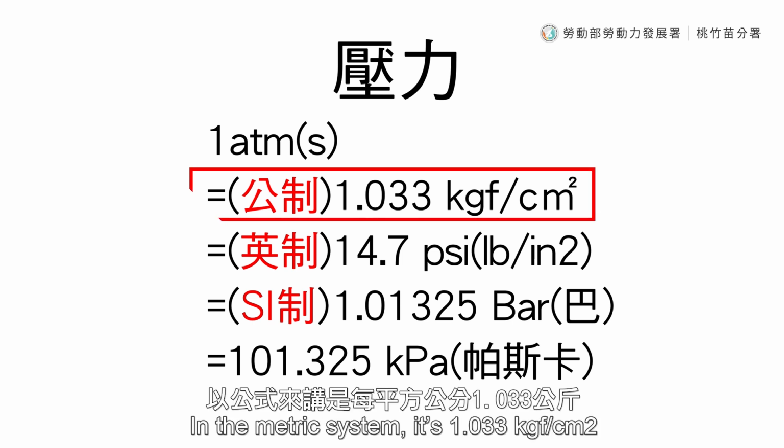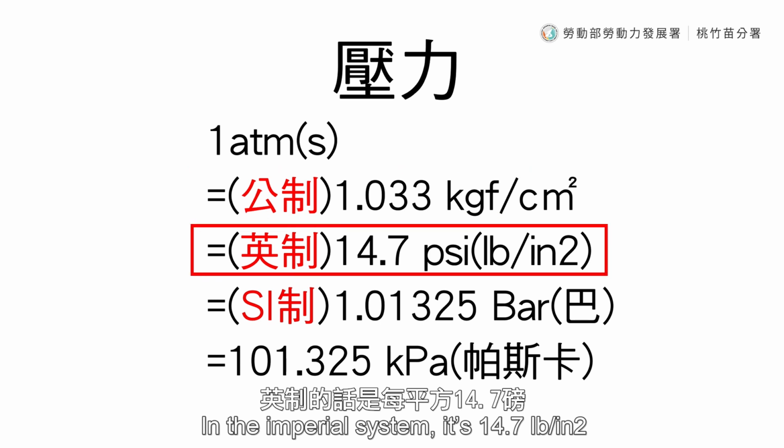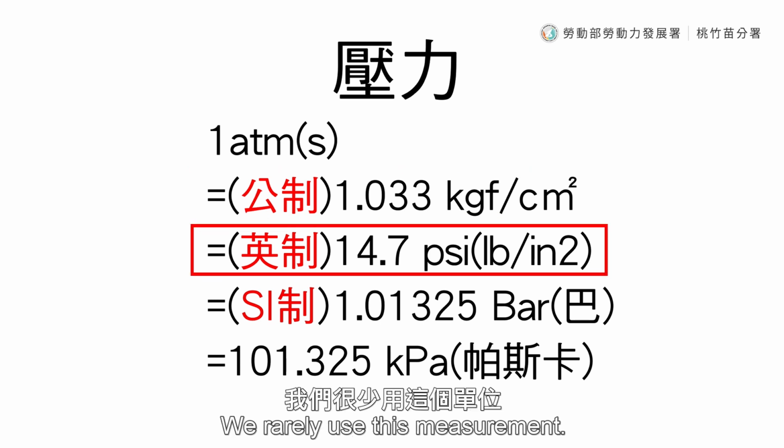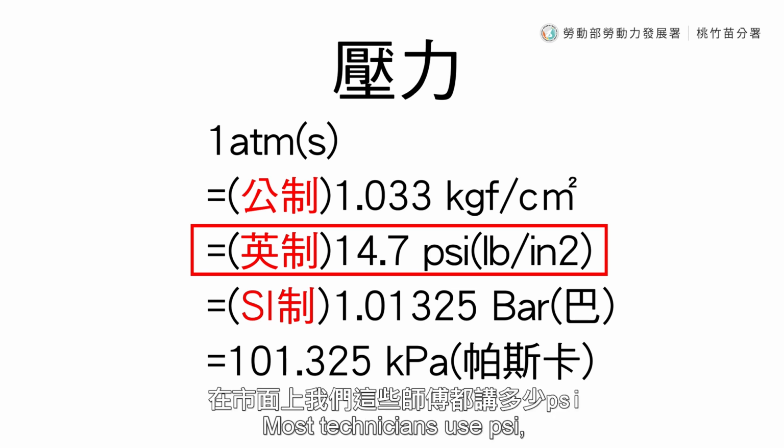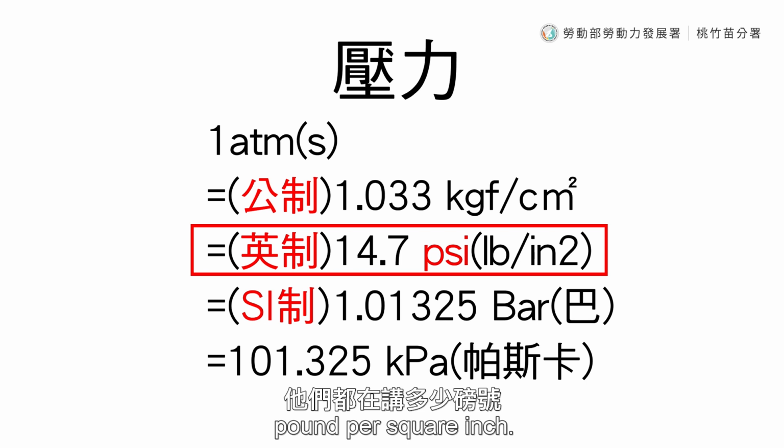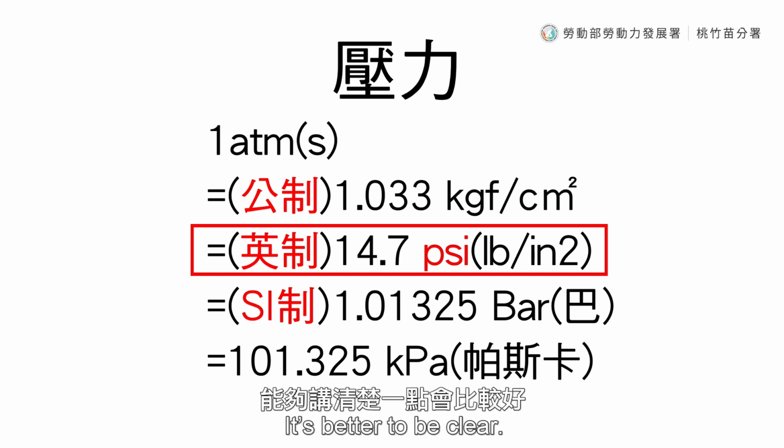In the metric system, it's 1.033 kgf per square centimeter. In the imperial system, it's 14.7 pounds per square inch. We rarely use this measurement. Most technicians use PSI, pound per square inch. It's better to be clear.